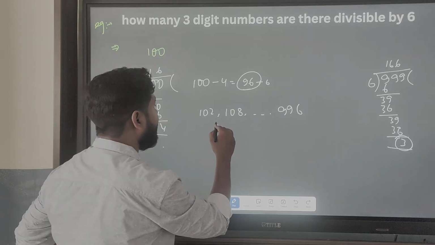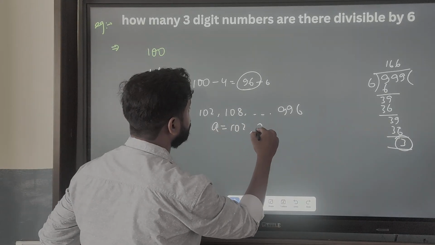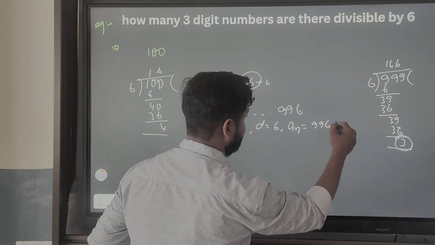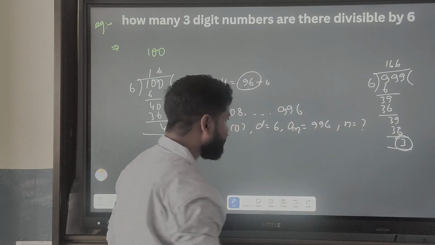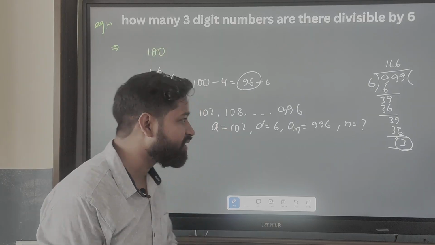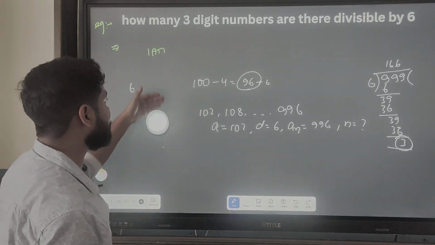We can use that. A is given, 102. D is given, the nth term is given, so we can find n easily, right? But now as we are in 11th standard, not in 10th standard, we'll see how we can do it easily.